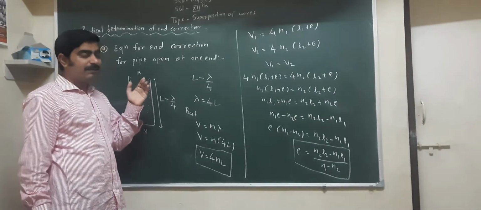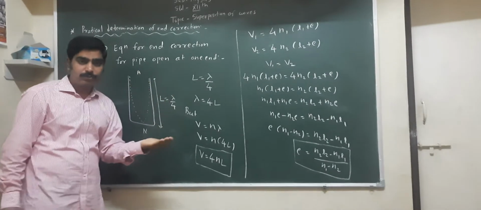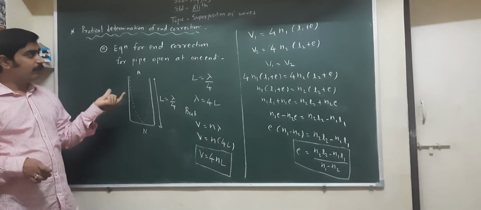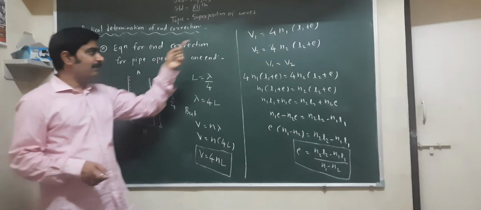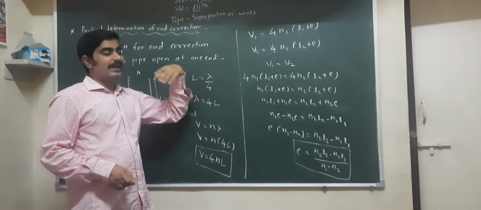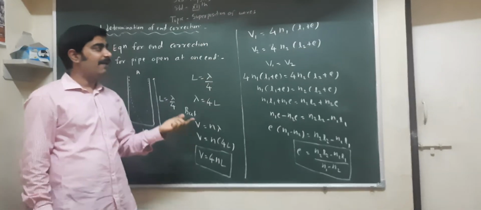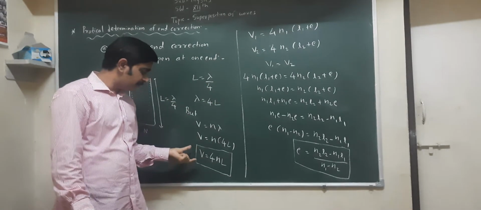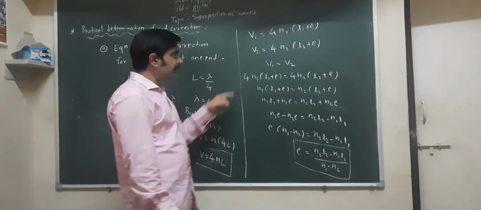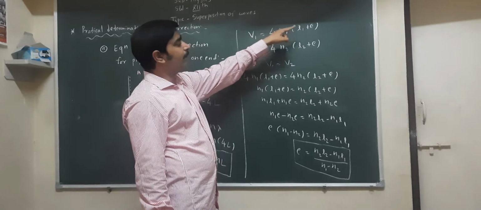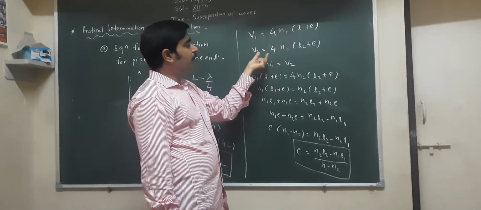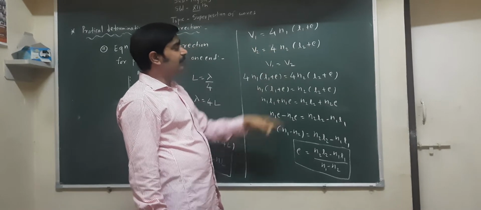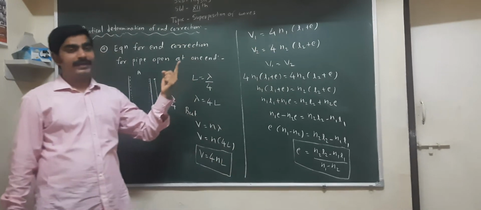Now we are interested in the end correction. So we can consider two air columns, the first having length l1 and velocity V1, and the second air column having length l2 and velocity V2. So based on this equation we can write V1 is equal to 4 n1 into bracket l1 plus e, V2 is equal to 4 n2 into bracket l2 plus e. Remember n1 and n2 are the frequencies, l1 and l2 are the lengths.